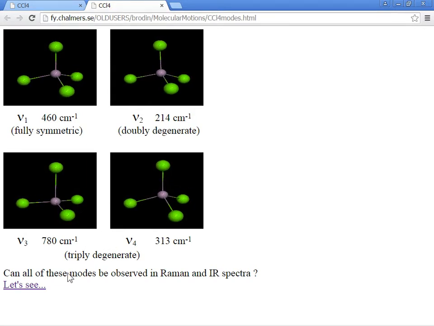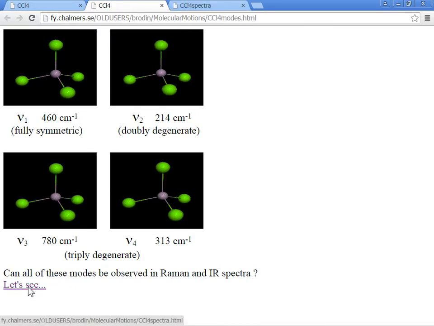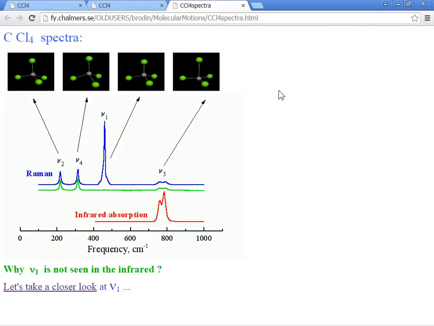Let's see. Okay, so here's Raman. See, Raman sees pretty much everything. And IR, it looks like the only one it saw was this one. That had the most change. So these were all IR inactive. Wow, so this one was IR inactive. We were wrong.